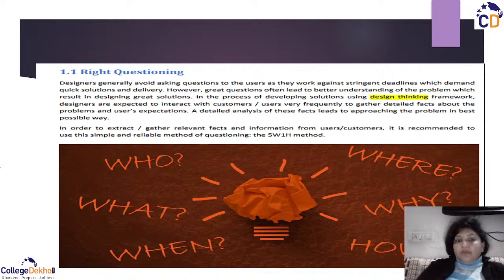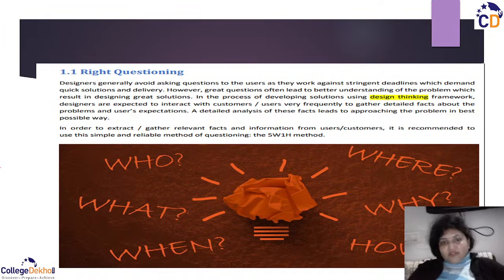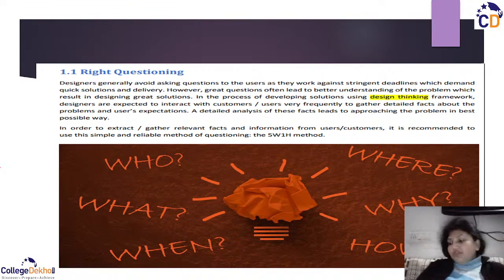What is the problem? Who is having the problem? When was this problem arising? Why was this problem arising, or why are you going to build this? Where is this problem arising, and how are you going to solve it? So basically it's the most relevant and effective method for solving the problem.